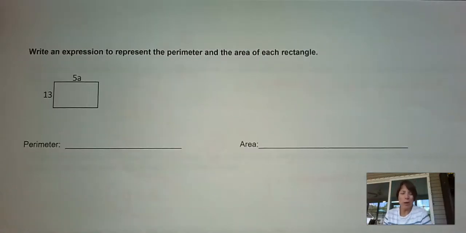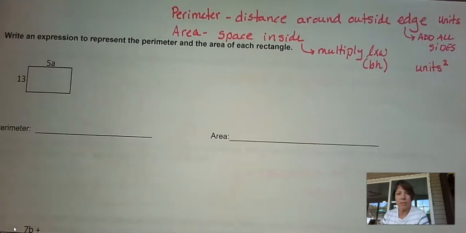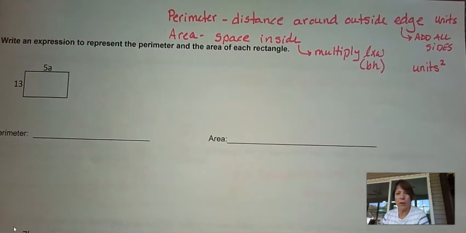Okay, your next 2 word problems will show up in your SWIC to give you some practice with those. Now we're going to do one more type of problem using these algebraic expressions, and that is to write an expression to find the area or perimeter of a rectangle. Okay, let's have a little refresher here on what perimeter and area are.